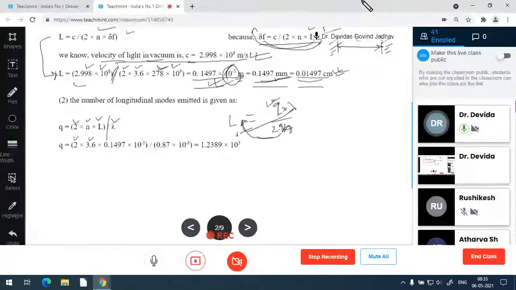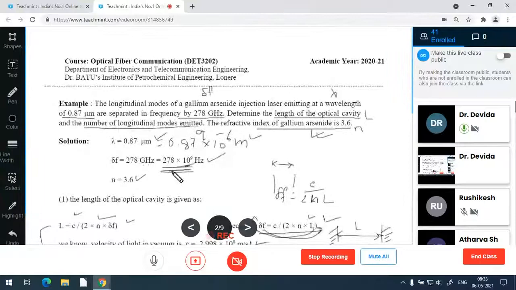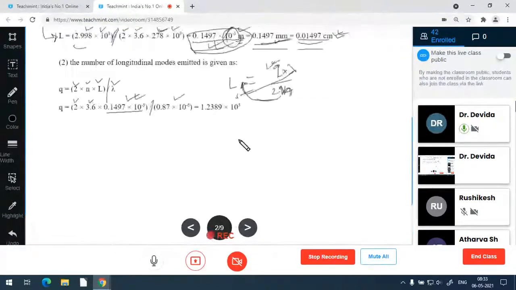L we have just calculated, 0.1497 into 10 raised to minus 3 meter. So 2 into 3.6 into L, 0.1497 into 10 raised to minus 3 meters, divided by 0.87 into 10 raised to minus 6. That is the wavelength, 0.87 micrometer, which is 0.87 into 10 raised to minus 6 meter.